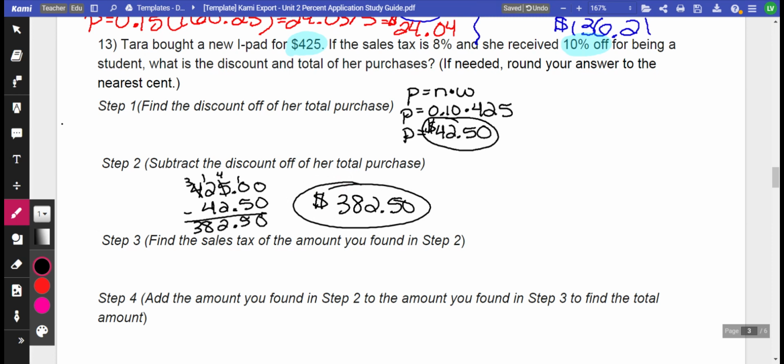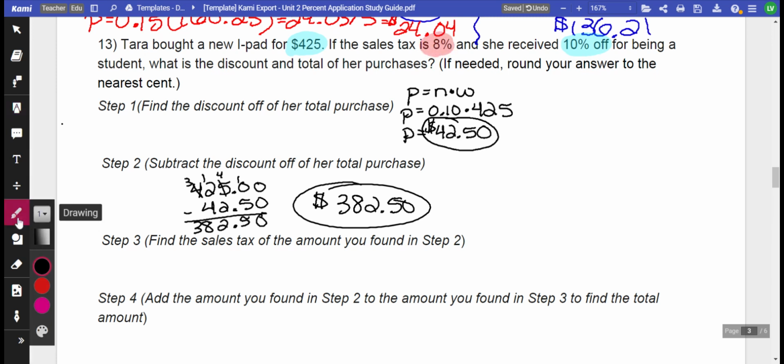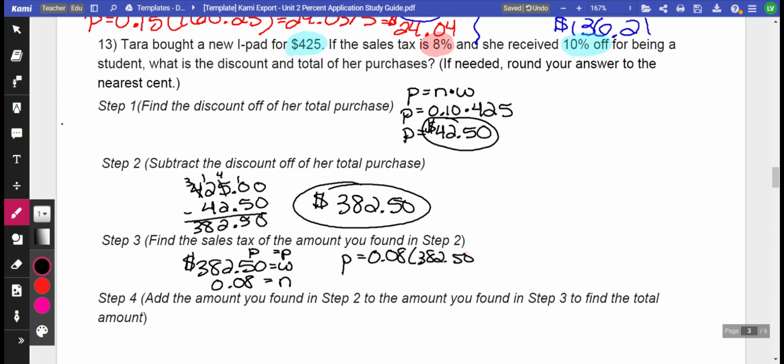So step 3 is to find the sales tax of the amount you found in step 2. Well, going back to the information above, 8% is my sales tax, but I only pay tax on the iPad after the sale. So that means I'm going to take $382.50, which is my new whole, and my percent is 8%, and I'm solving for my part. So if I use the percent equation again, part equals percent, so 0.08, times 382.50.